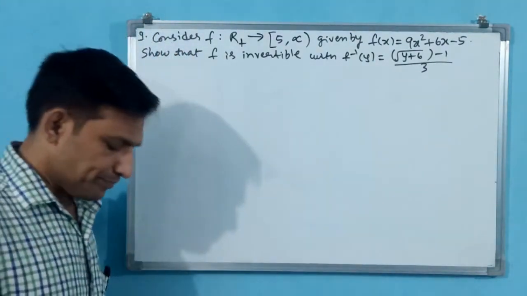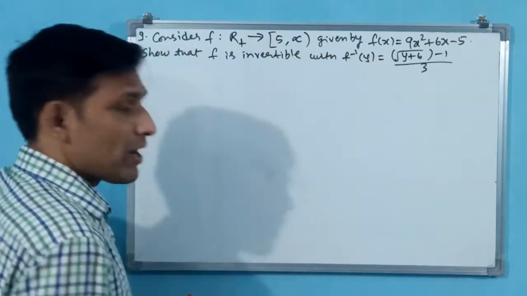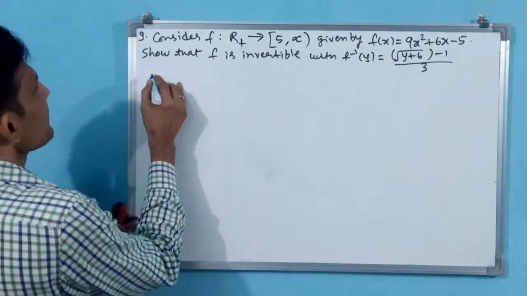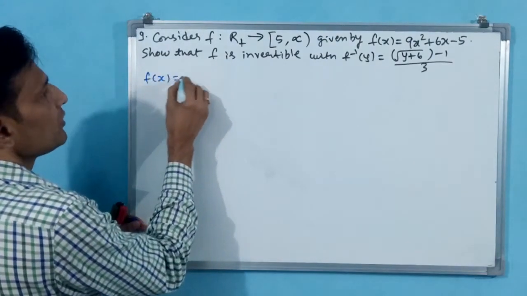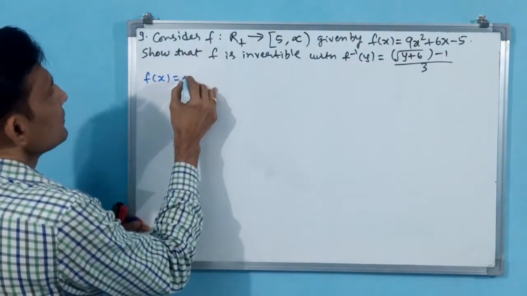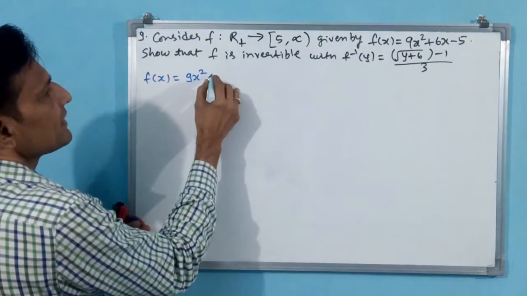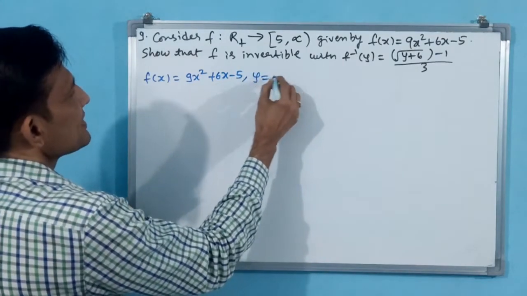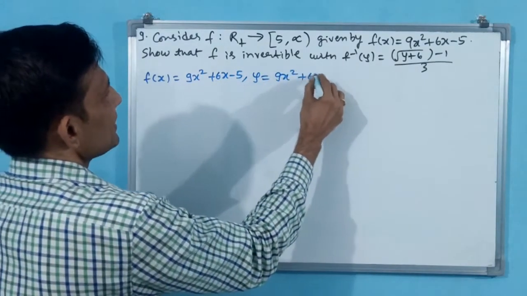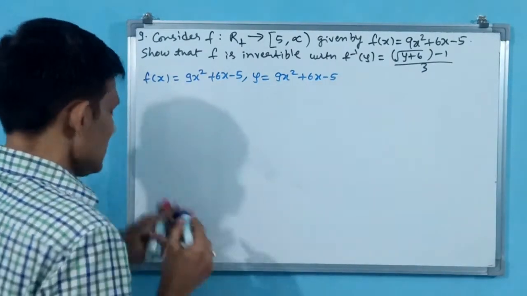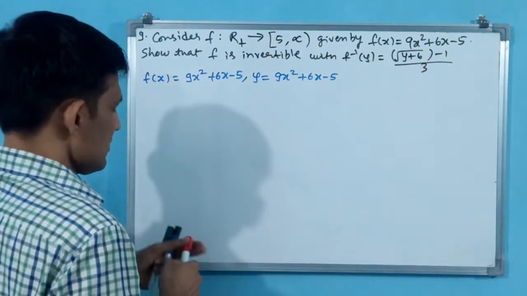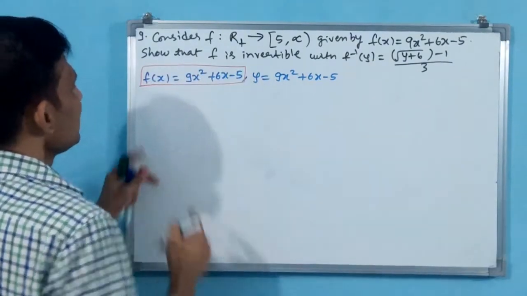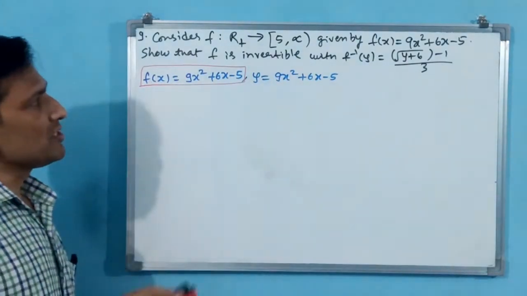Okay, you see how I am writing. First let me write f of x is equal to 9x square plus 6x minus 5. This is y. 9x square plus 6x minus 5, I am keeping in one box. Okay, G of y also we want. G of y, how are you going to get it?